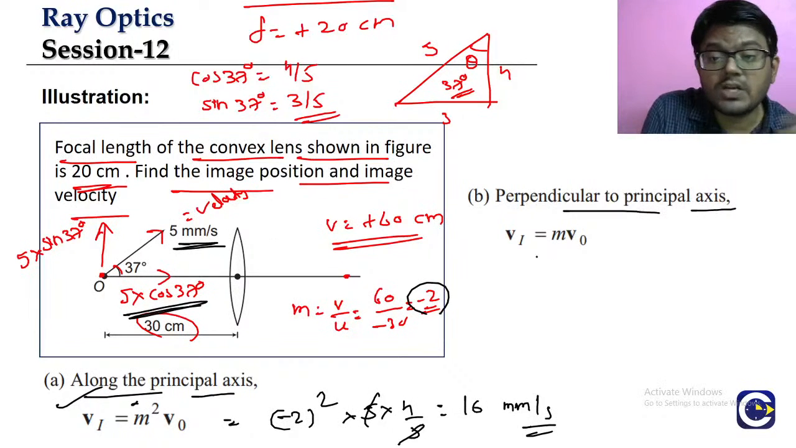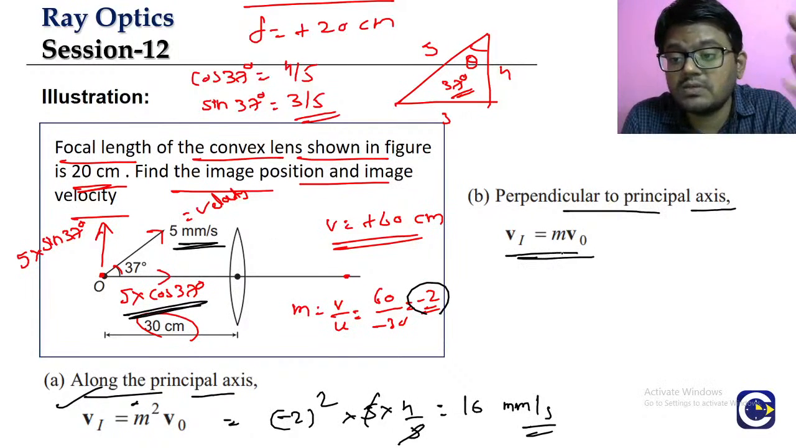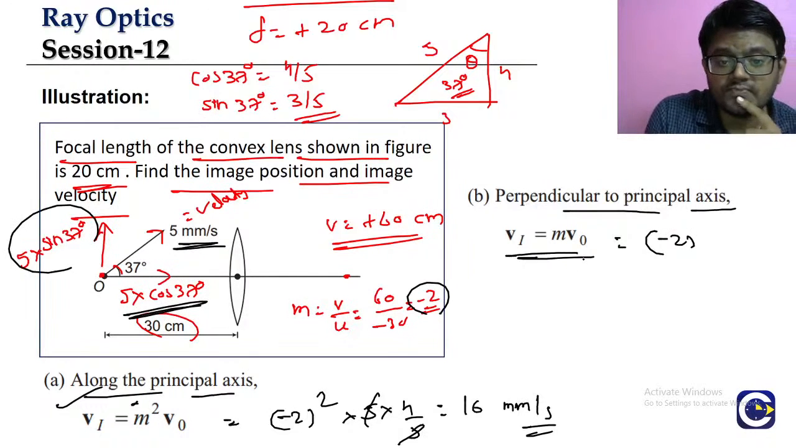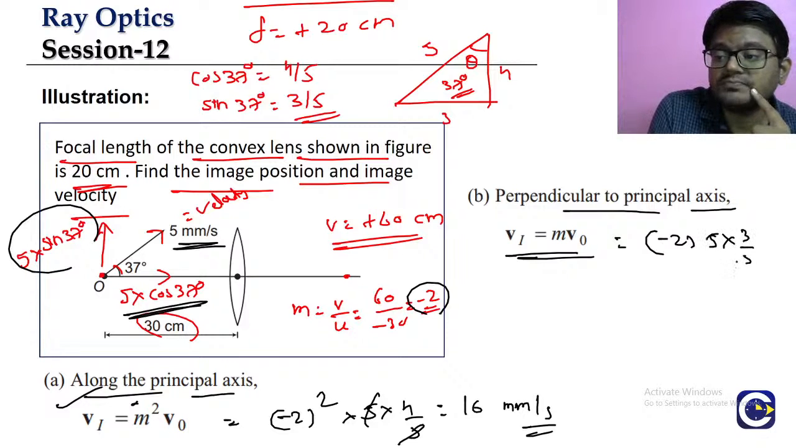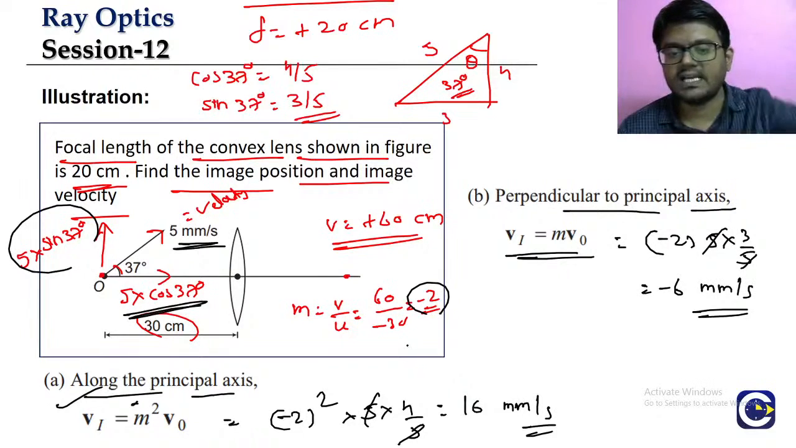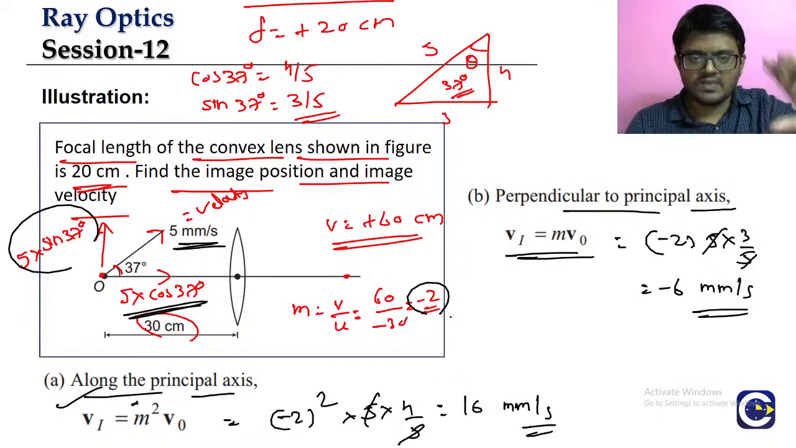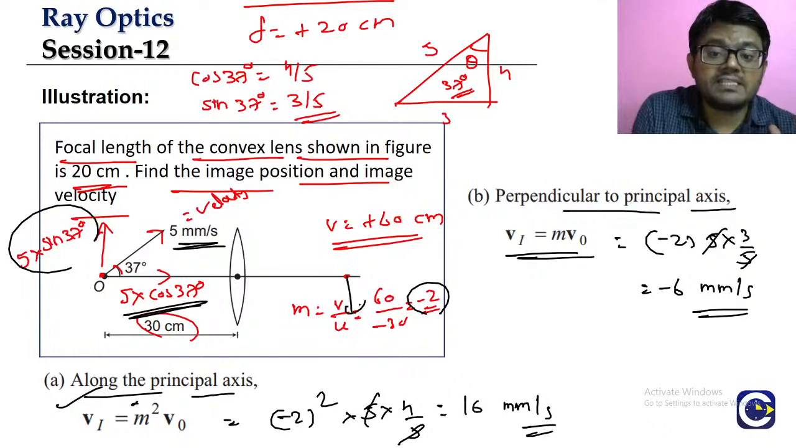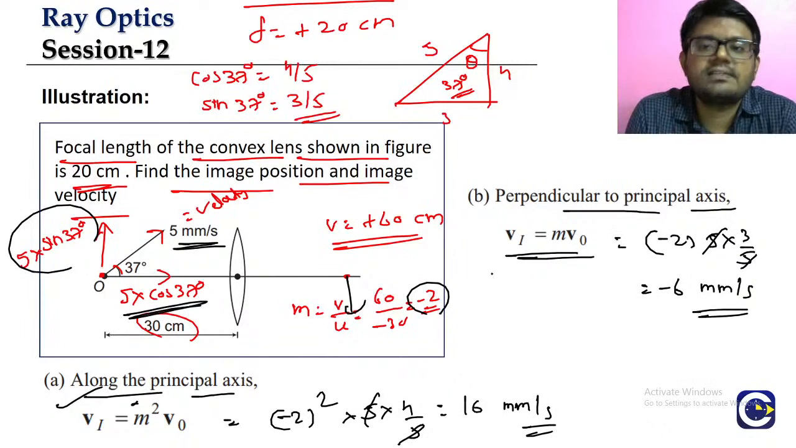What about the perpendicular component relation? Velocity of the image is equal to m into velocity of the object perpendicular. m is minus 2, and the perpendicular component will be 5 into 3 by 5, sin 37. That will be minus 6 millimeter per second. Now understand the significance of this minus 6. The object's component of velocity perpendicular to the principal axis is taken up, which means the image will be down. That is the significance of the minus.